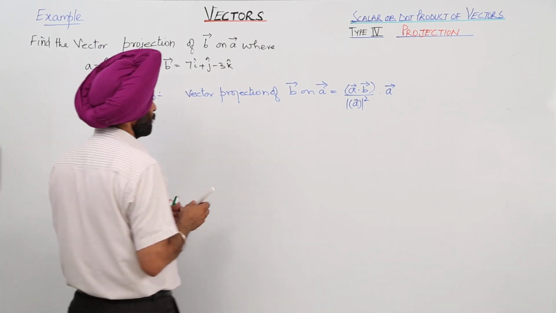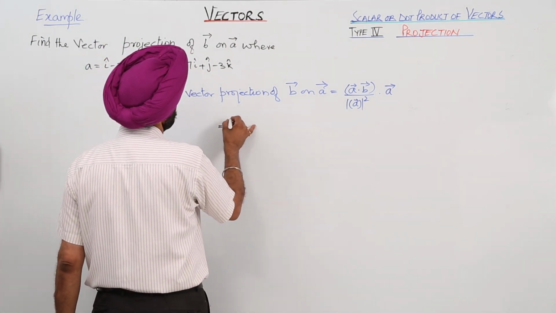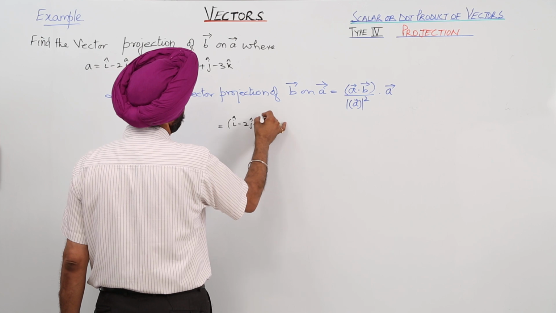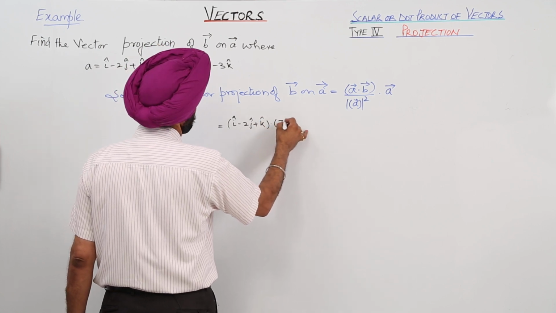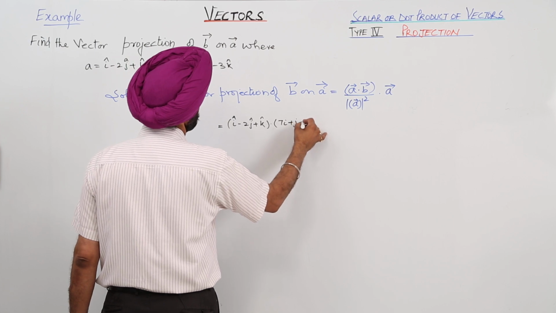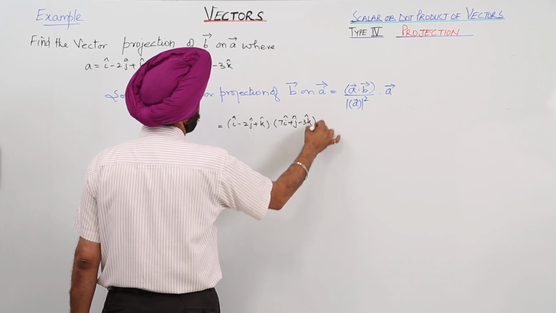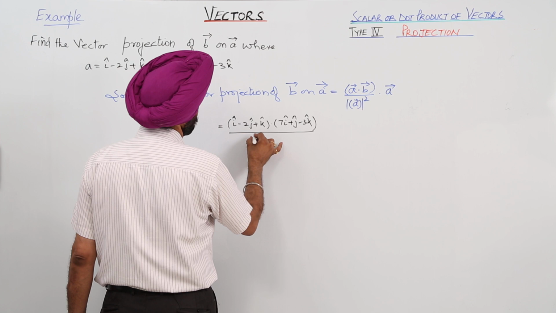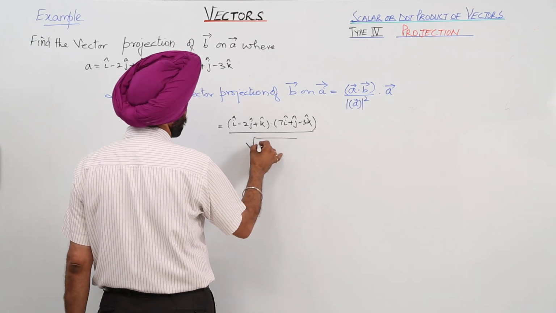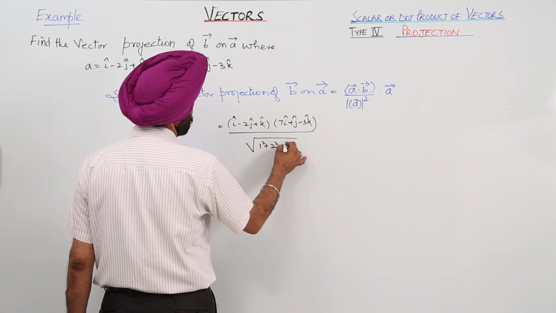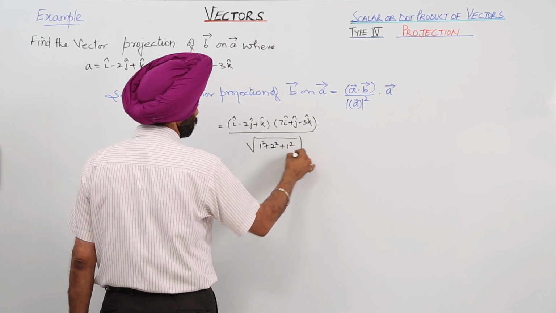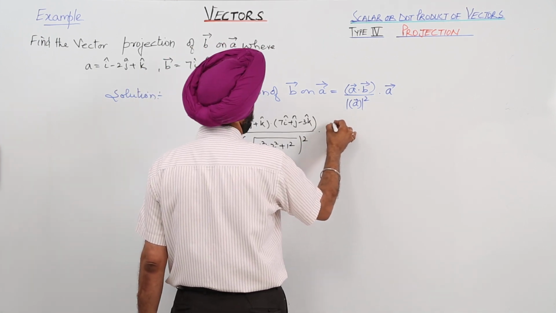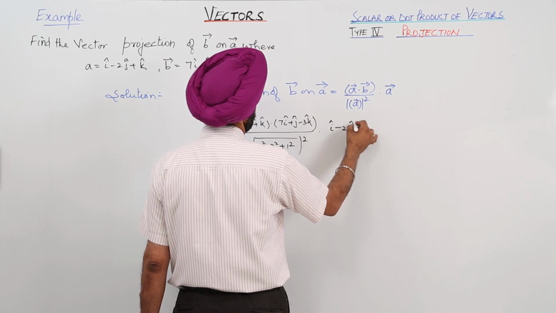So, we are getting this equal to (vector A, I cap plus k cap) dot (7 I cap minus 3 k cap), upon the square root of 1 square plus 2 square plus 1 square, whole squared, with vector A, I cap minus 2 j cap plus k cap.